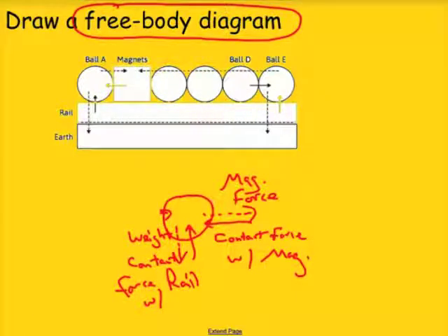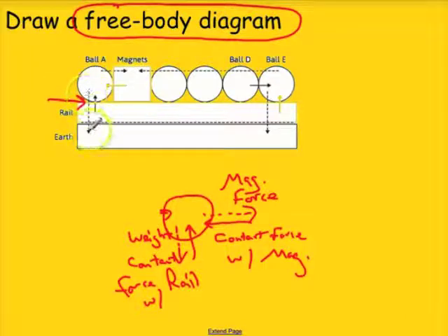For example, I could ask you what vertical forces are interacting with ball E. And you would say, okay, the two vertical forces are the contact force between the rail and ball E and weight pulling down on it. I might ask you, why does ball A not move up and down? Why does it not move vertically? And you'd be able to say, well, these two must be balanced.